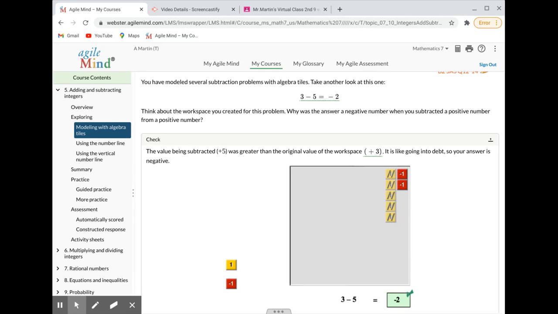The value being subtracted, ain't that just plus 5? Positive 5, correct. Positive 5 was greater than the original value of the workspace, positive 3. It is like going into debt, so your answer is negative. That means that you have $3, but you buy something that's $5. If you have $3 and you want to buy something that's $5, you need to come up with how much more money? $2 more. So you're in debt $2, or negative $2. All right?